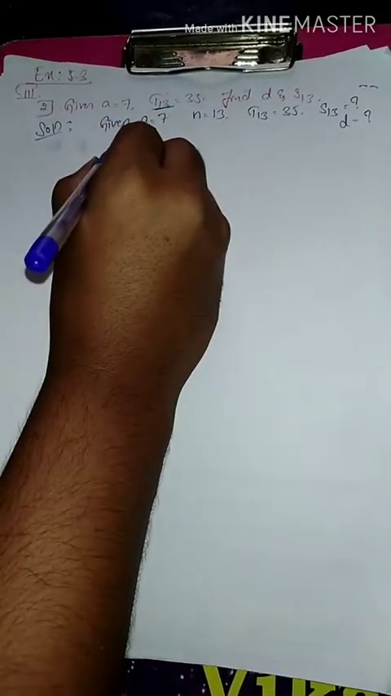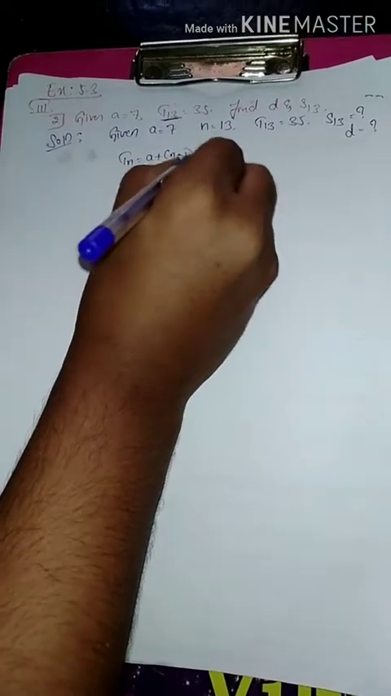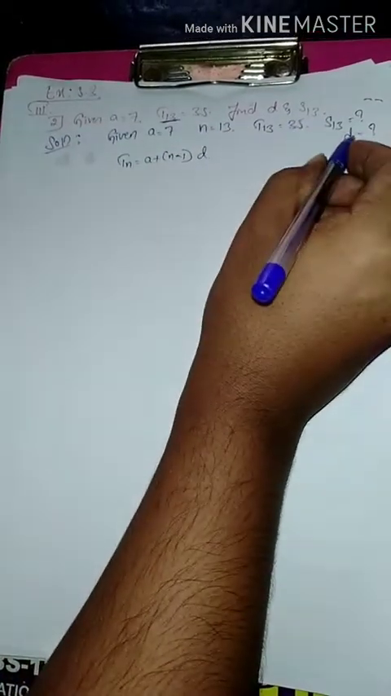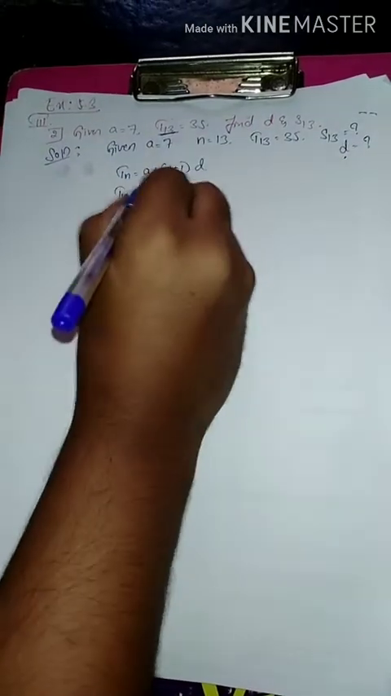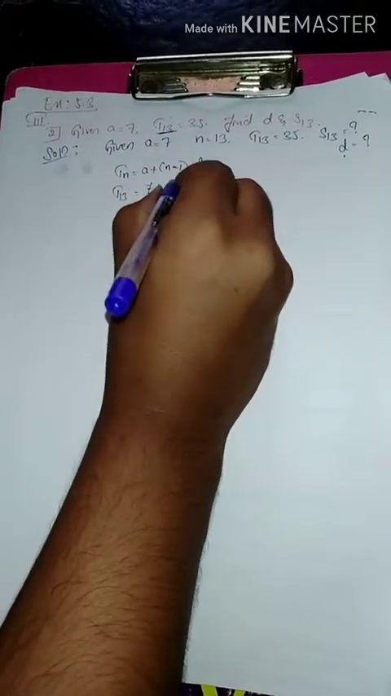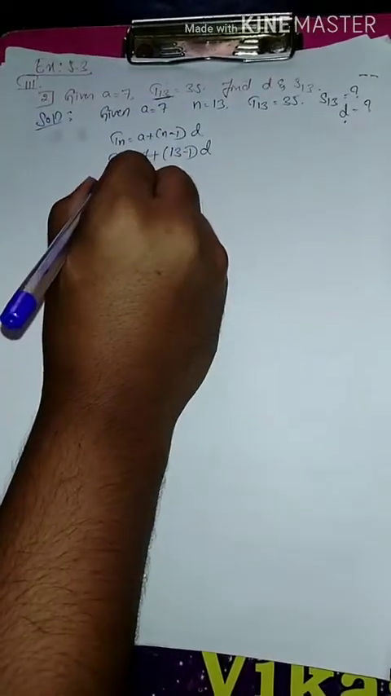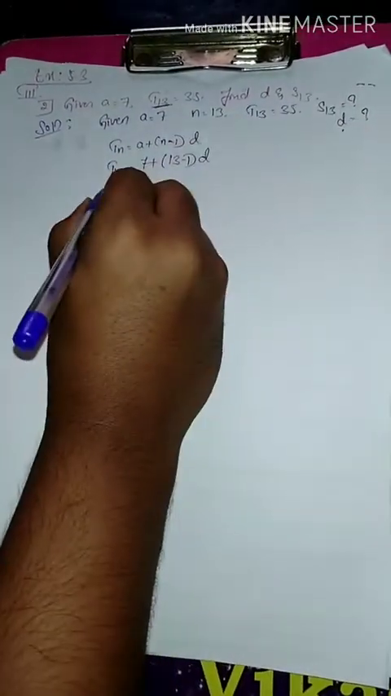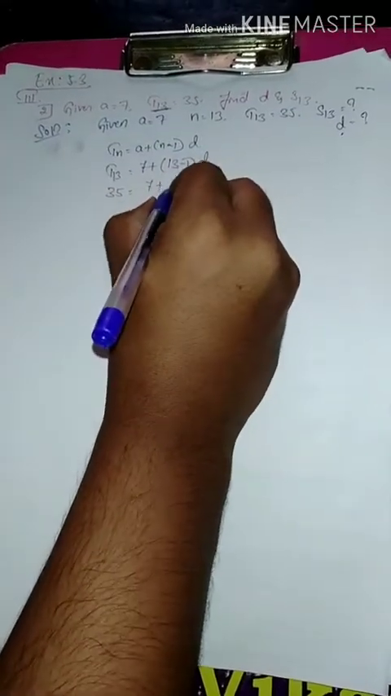So using the formula Tn is equal to A plus N minus 1 into D, we can calculate the value of D. So T13 is equal to A is 7 plus N is 13 minus 1, into D, which we don't know. But T13 is given, so 35. 35 is equal to 7 plus 13 minus 1 is 12D.